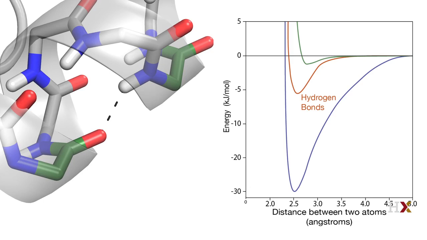Hydrogen bonds are unique because they are directional. They are strongest when the 2 dipoles are aligned. In contrast, both the van der Waals interactions and salt bridge interactions are non-directional.